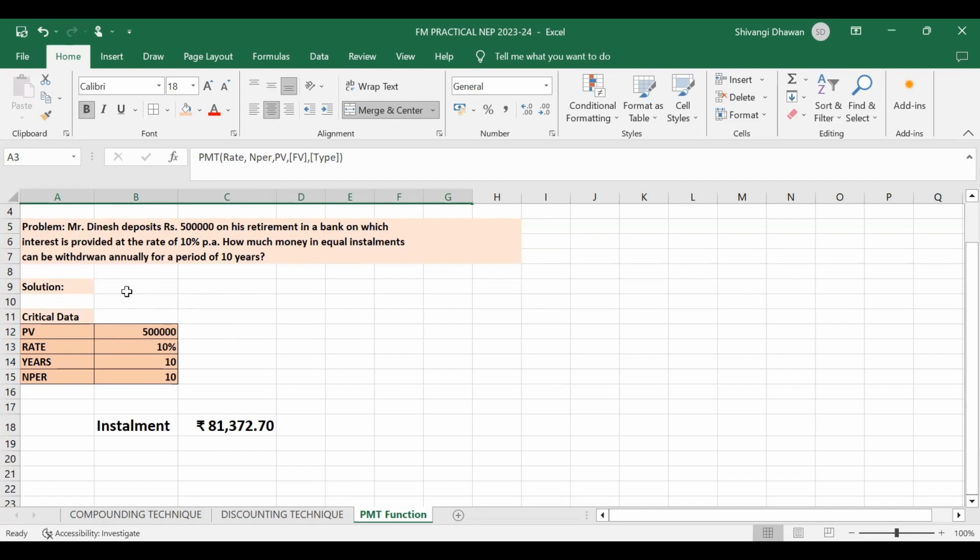So, in this question, we understand that we have a present value of rupees 5 lakh, which Mr. Dinesh deposits now. Rate is 10%, years is 10, and number of periods is automatically 10, as the compounding mode that is given to us is annual.